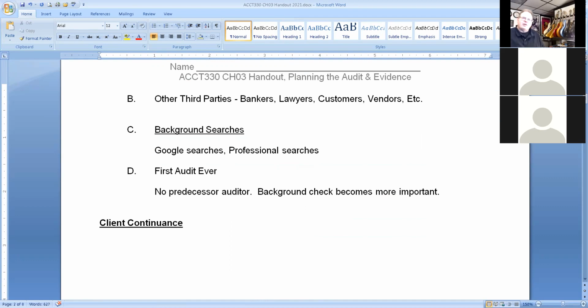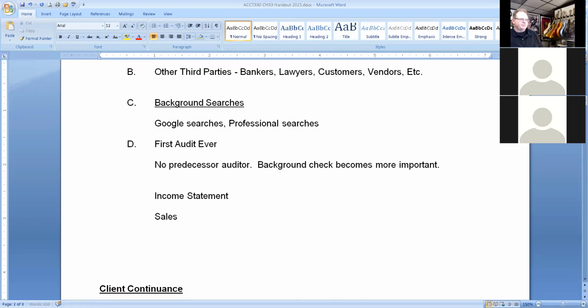And there actually is another problem, and this is a problem if it is the first year audit and if they have significant inventory. Okay, so let me show you the problem. Here's the income statement. The income statement. We have our sales. Okay, we have beginning inventory. I'm just going to make up numbers here. We have purchases.